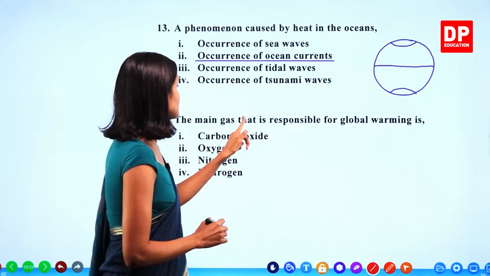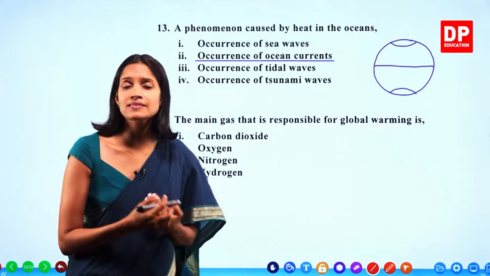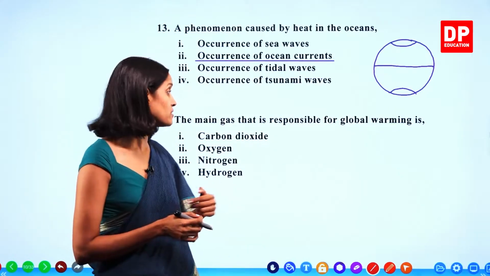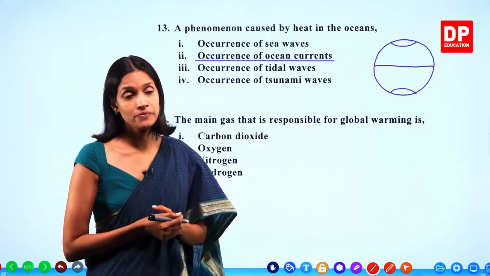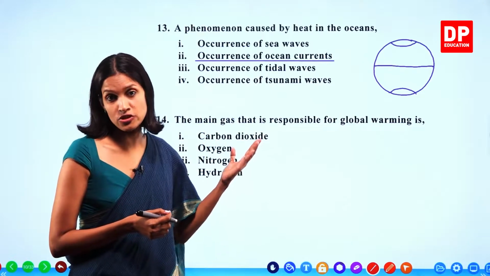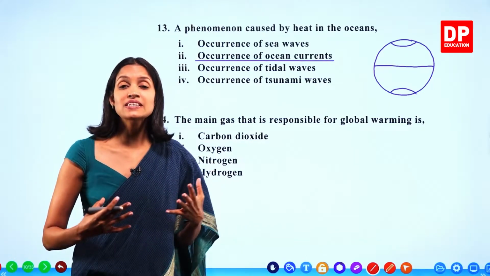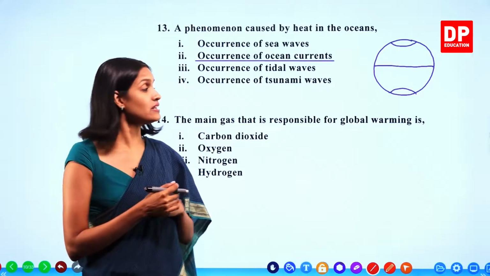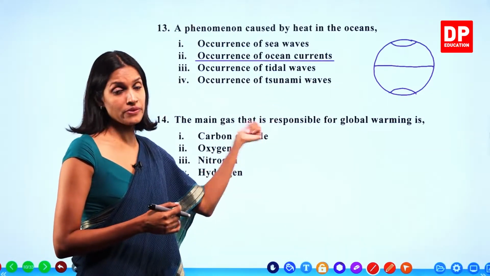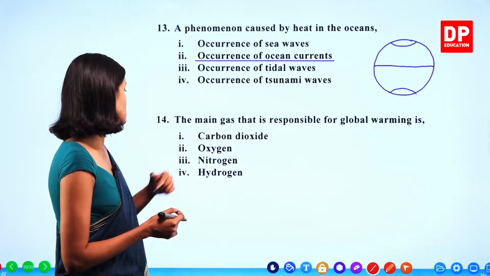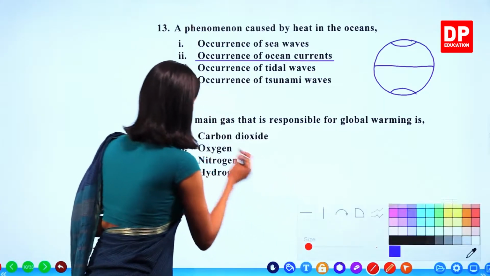The main gas that is responsible for global warming is, there are a number of gases responsible for global warming, right? Carbon dioxide, methane, water vapor are some of them. But the main gas responsible for global warming, what is the meaning of global warming? The Earth's temperature increases, right? Increase of the temperature of the Earth is known as global warming. So oxygen, nitrogen, hydrogen are not the answers. Carbon dioxide gas.